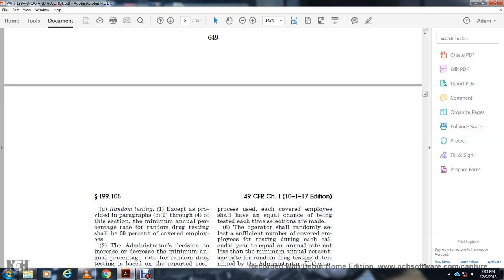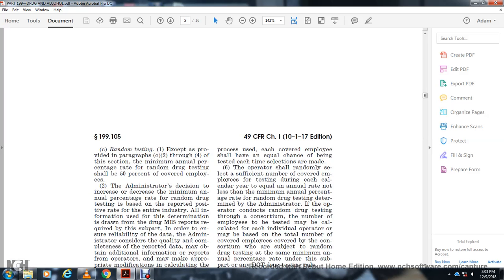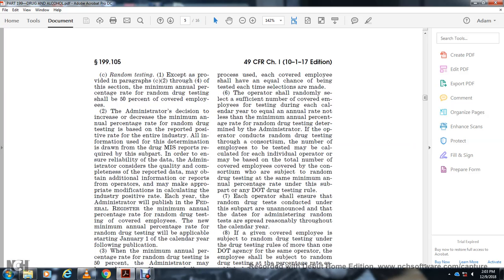Random testing. Except as provided in paragraphs C2 through C4 of this section, the minimum annual percentage rate for random drug testing shall be 50% of covered employees. The administrator's decision to decrease the minimum annual percentage rate for random drug testing is based on the reported positive rate for the entire industry. All information used in the determination is drawn from the drug MIS reports required in the subpart. To ensure reliability of the data, the administrator will consider the quality and completeness of the reported data, may obtain additional information from the reports of operators, and may make appropriate modifications in calculating the industry positive rate each year.